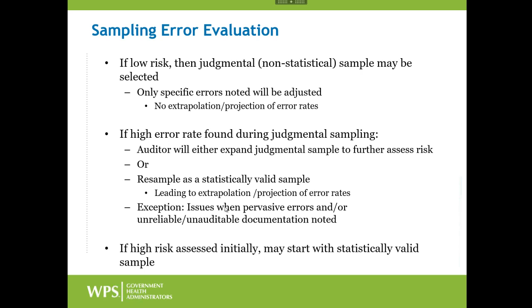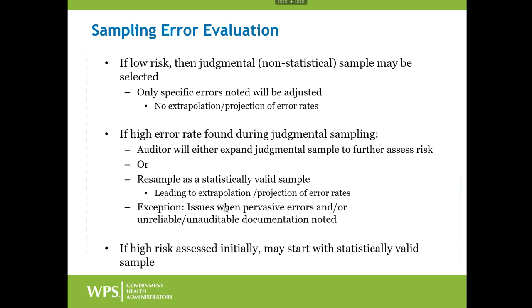In that case, if it stays at a judgmental sample, then only the specific errors that they note are going to be adjusted. There would not be any extrapolation or projection of those error rates. It would just be the direct errors out of that sample. Now, if a high error rate was found during that judgmental sample, then as we said in that last slide, the auditor either has to expand their judgmental sample to further assess risk, or they have to resample using a statistically valid sample, which would lead to extrapolation and projection of the error rates, again, in most cases.